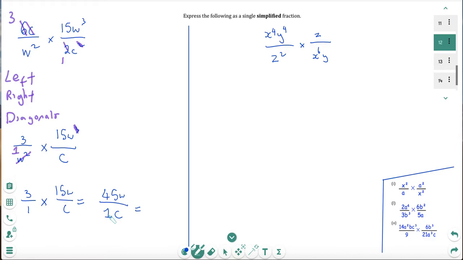That 1 is not really necessary, so it's just going to be 45w over c. Let's do another example here.